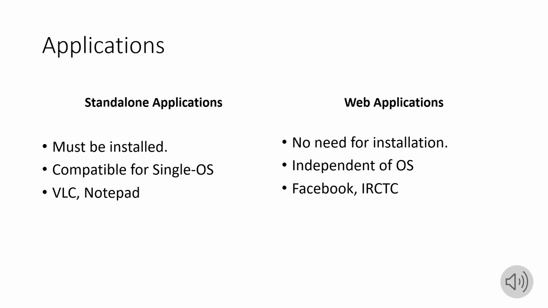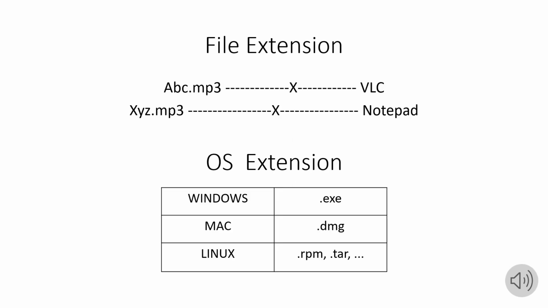Okay, now what does compatible with operating system mean? Let us see what file extensions are first of all. So, for example, there's a file abc.txt. Can we open this file on VLC? The answer is no. Similarly, if there's another file xyz.mp3, can we open this file in Notepad? The answer is again no. Why? Because these standalone applications can only entertain some file extensions, a particular file extension. For example, abc.txt can be opened in Notepad and not in VLC.